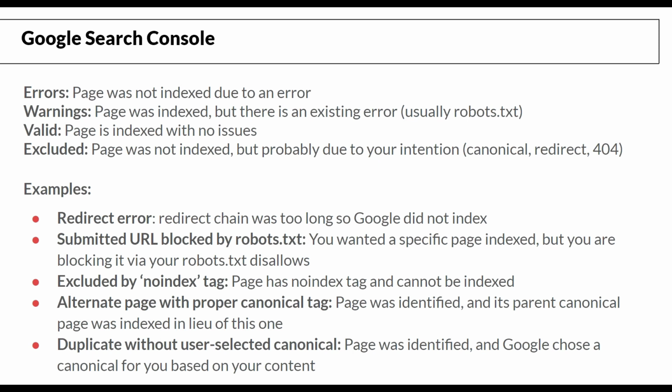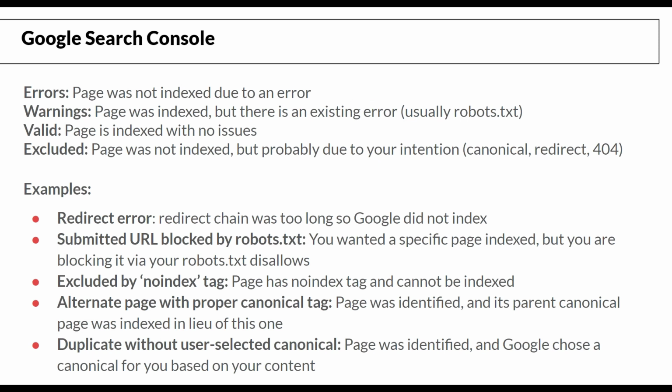And to give you an example of some of the more common issues within these little buckets, most times in your errors, you're going to find a redirect error. So if you have a redirect chain that was way too long, Google will not index any of the pages in that chain. So if you have page A going to page B to page C to page D and so on and so forth, after a certain amount of URLs, Google will no longer follow that chain and they will just de-index everything in there.